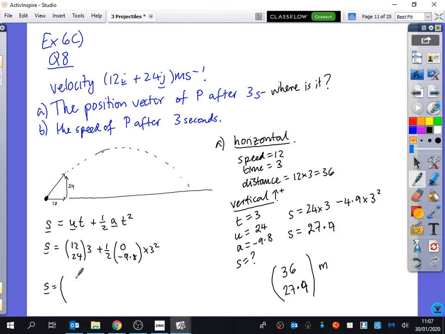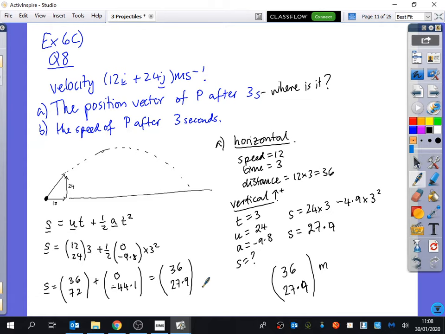So you get 36 and 72. And then here you get plus a half times 0 times 9 is 0. A half times minus 9.8 times 3 squared is minus 44.1. And when you add those together, you get 36 and 27.9. So the whole thing can be done all at once when you do it with vectors. In the past, some students liked doing it as the whole thing.